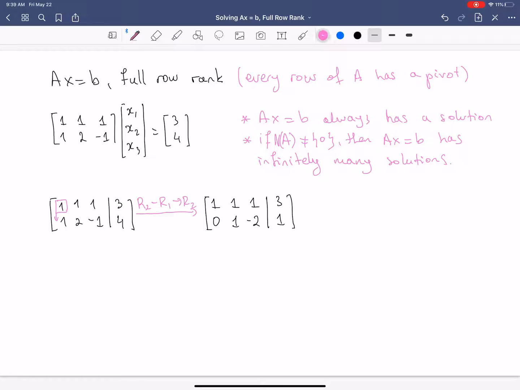And because we don't want to just stop at U, but we want the reduced row echelon form, we also have to eliminate above the pivots. The operation is R1 minus R2 into R1. And we get 1, 0. Then 1 minus negative 2 is 1 plus 2, so you get a 3 here. Then 3 minus 1 is 2. And we have 0, 1, negative 2, 1.